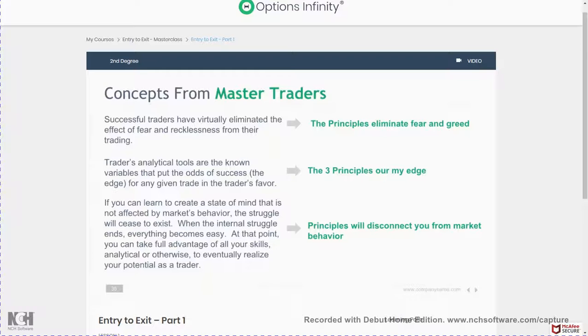It's almost like professional golfers. You see them swing, and they swing so easy, but they have done that for thousands and thousands of golf balls. At the point you can take full advantage of all your skills, analytical or otherwise, to eventually realize your potential as a trader, the principles will disconnect you from the market behavior and allow you to not react on fear and greed, but to react on statistical edge.